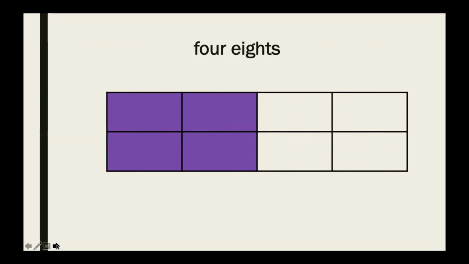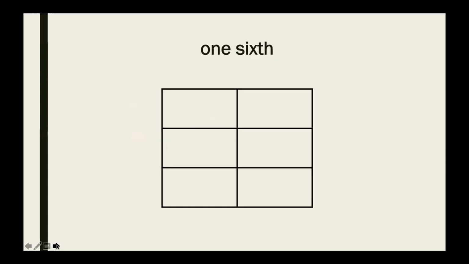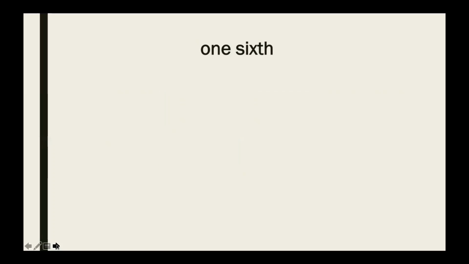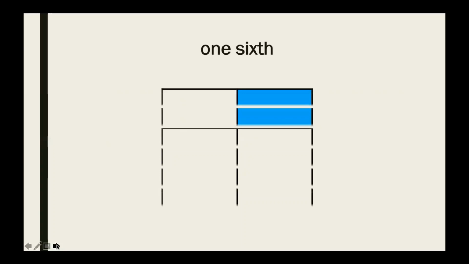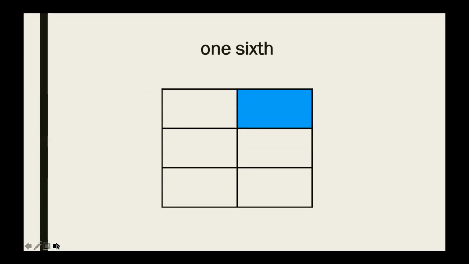Let's try another one. Can you read this fraction? 1/6. This bar has been divided into 6 parts. The numerator is 1, so I'm going to shade 1 part. You've got it. Let's try another one.